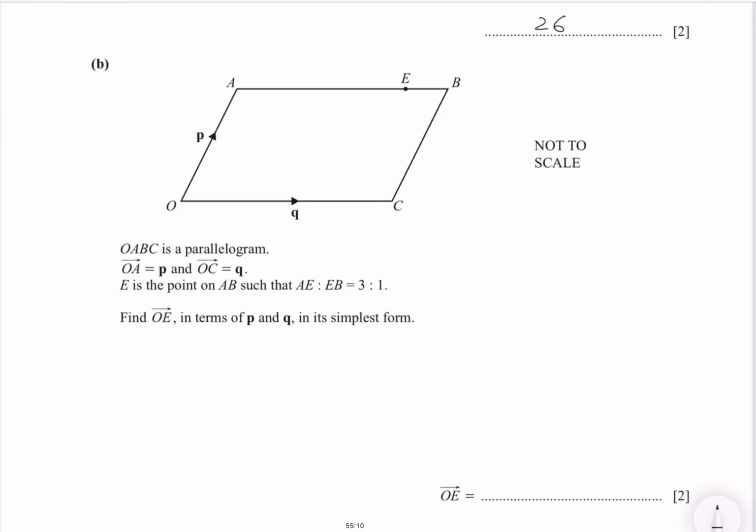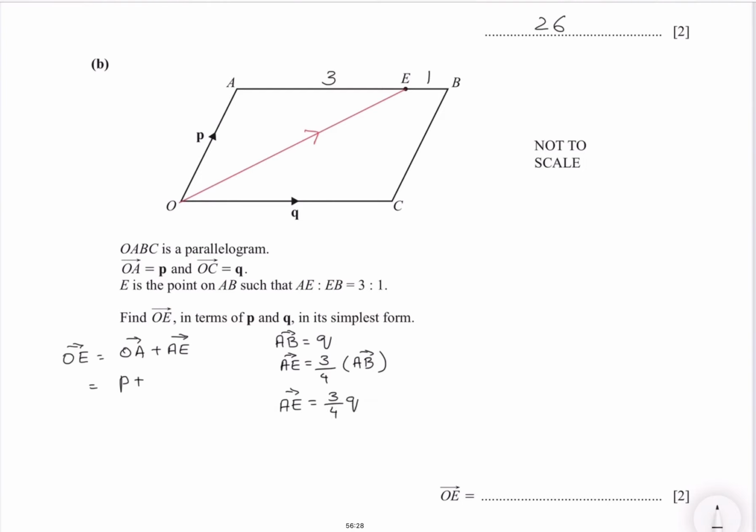In this question we have to find OE in terms of P and Q in its simplest form. So the ratio is given, so you can write it on the diagram, 3:1. And we have to find OE, so OE equals OA plus AE. So OA is P. For AE, find out AB, which is Q, and AE is equal to 3 over 4 of AB. It means AE equals 3 over 4 of Q. So write it down under AE. So this is your OE.